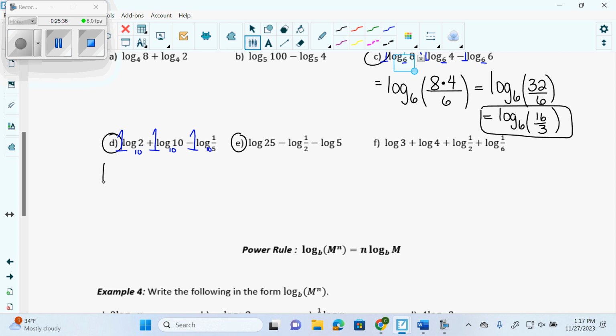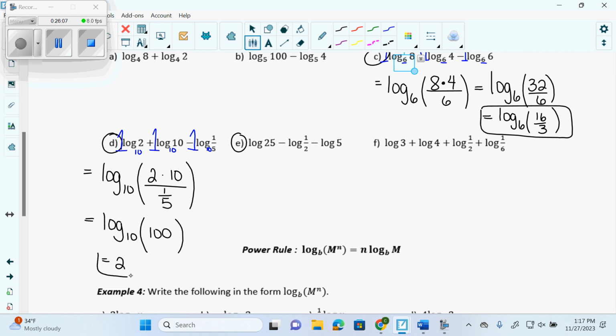So I'm going to get log base 10. The 2 goes in the numerator, plus 1 in front. The 10 goes in the numerator, plus 1 in front. Get a multiplication symbol. And the 1/5 goes in the denominator. Then when I type them into my calculator, I'm going to get log base 10. When I go 2 times 10 divided by a fifth, not the log part, just 2 times 10 divided by a fifth, I actually get 100. And then log base 10 of 100 is 2. So this one actually works out to something nice.